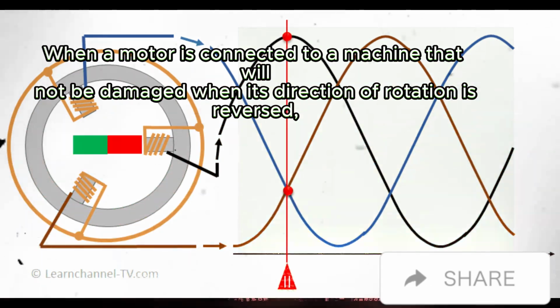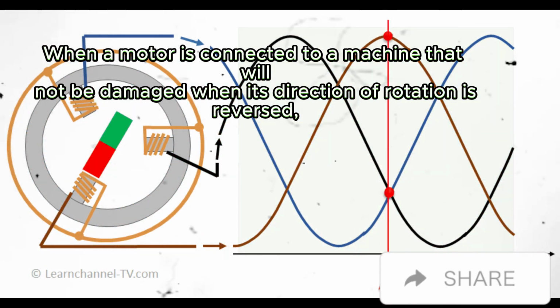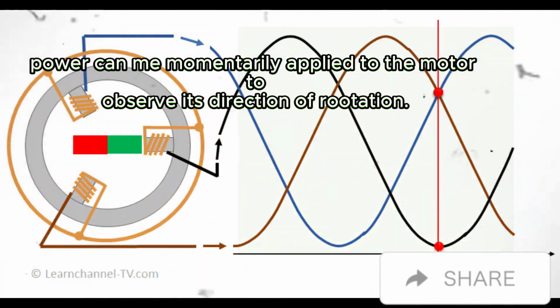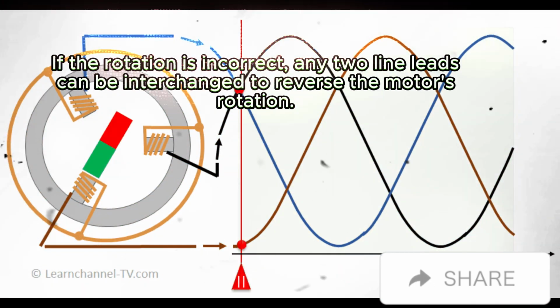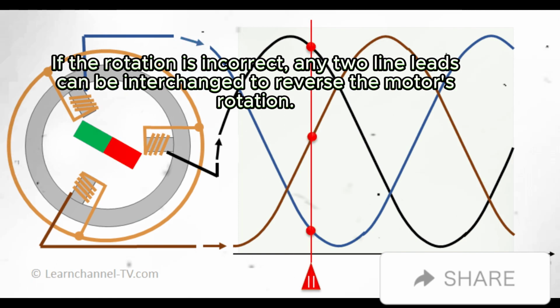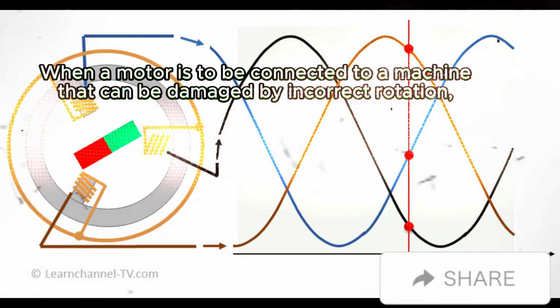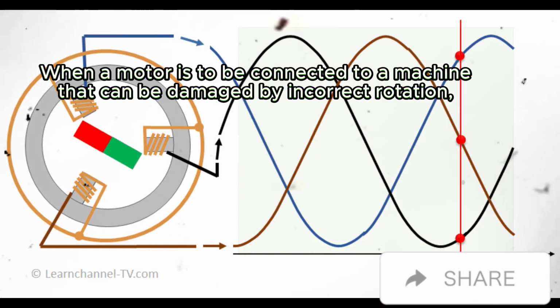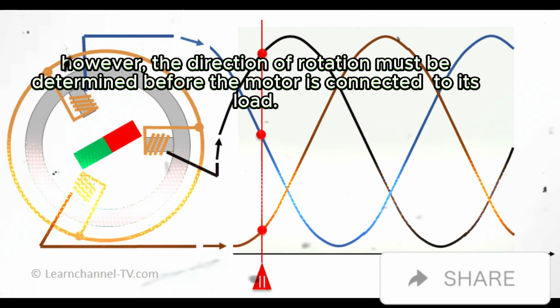When a motor is connected to a machine that will not be damaged when its direction of rotation is reversed, power can be momentarily applied to the motor to observe its direction of rotation. If the rotation is incorrect, any two line leads can be interchanged to reverse the motor's rotation. When a motor is to be connected to a machine that can be damaged by incorrect rotation, however, the direction of rotation must be determined before the motor is connected to its load.